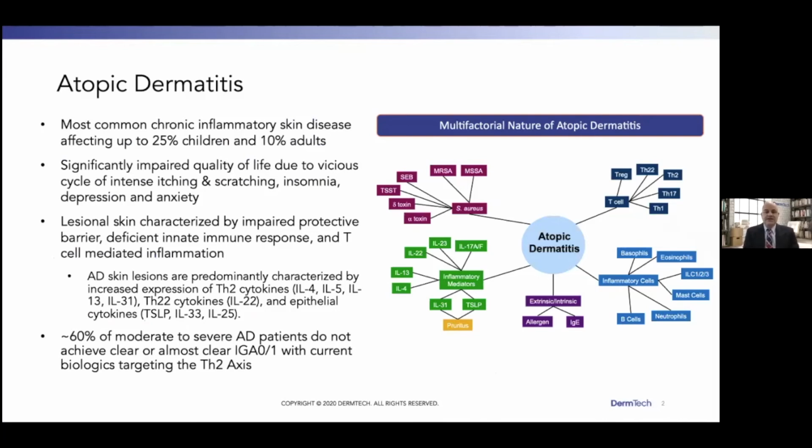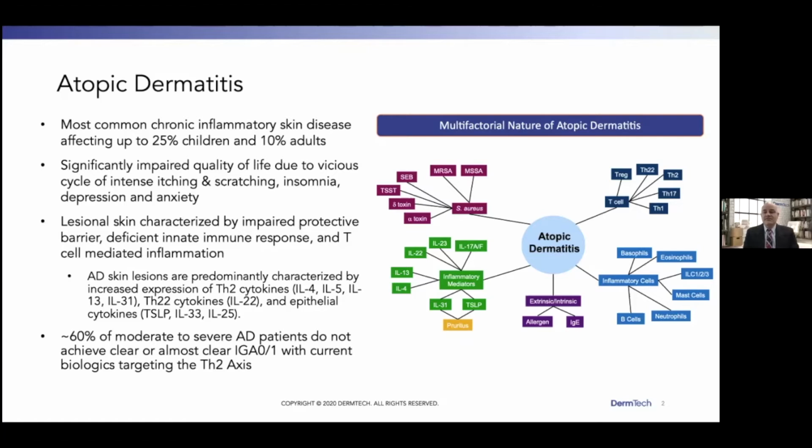First of all, I'd like to give a little bit of background on the disease itself. Atopic dermatitis is one of the most common chronic inflammatory skin diseases. It primarily affects up to 25% of all children and 10% of all adults. In addition to the skin disease, it's associated with a significantly impaired quality of life due to the vicious cycle of intense itching, scratching, and disruption of sleep.